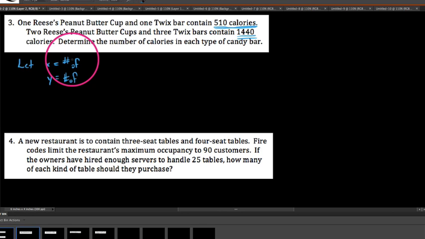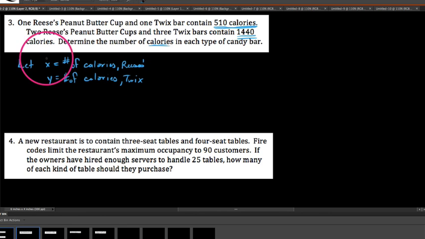But the moment you say that X is a Reese's peanut butter cup, I can't eat a Reese's peanut. I can eat a Reese's peanut butter cup. I can't eat an X. And so we have to say that X and Y do represent numerical values. It's kind of a standard thing. We'll write number of on each of these. What we're trying to find is the number of calories in each candy bar. So we say number of calories in a Reese's here. And for our second part, the number of calories in a Twix.